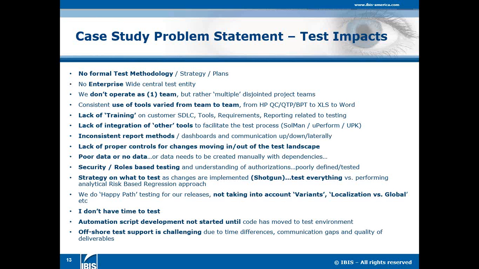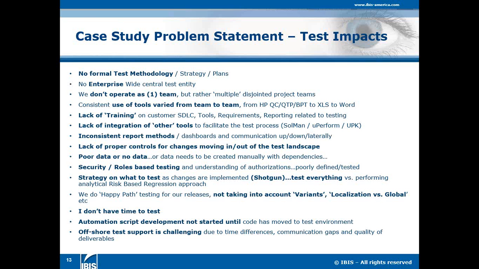Poor data or no data is a big challenge. Security: how do we define our security and roles, and how and when do we test those roles? The strategy on what to test. A lot of organizations that we work with, where I'm at today, as an example, it's just the shotgun approach. We test everything because we don't know what the impacts are based on applying enhancement packs or whatnot. Not taking into account the variance or the localization. I don't have time to test. I don't know how many times I've heard that, but I don't have time to test.